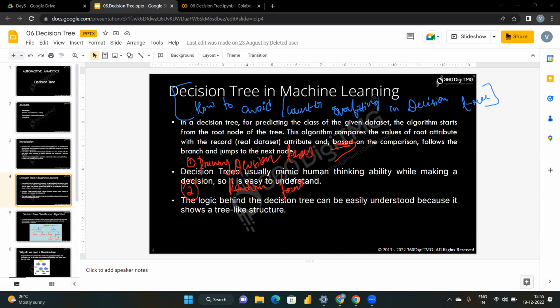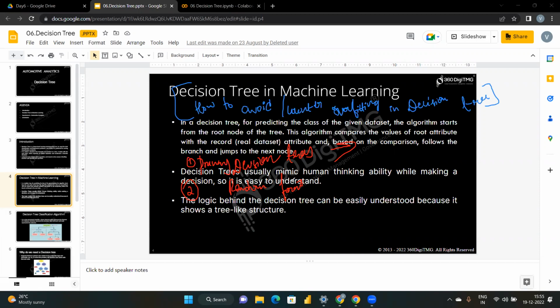Okay, so which is better, linear or tree-based models? Well, it depends on what kind of problem you are solving. If the relationship between dependent and independent variables is well approximated by a linear model, linear regression will outperform the tree-based model.